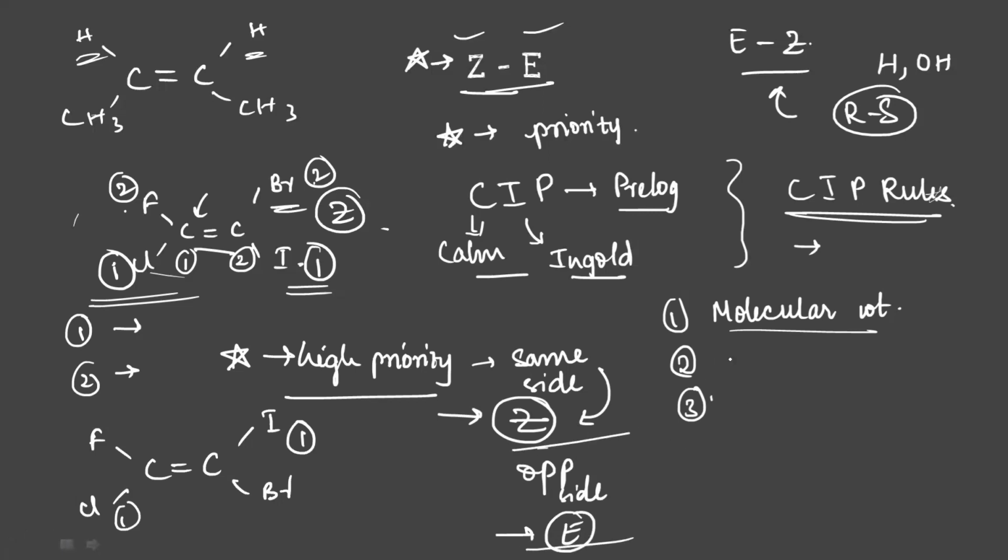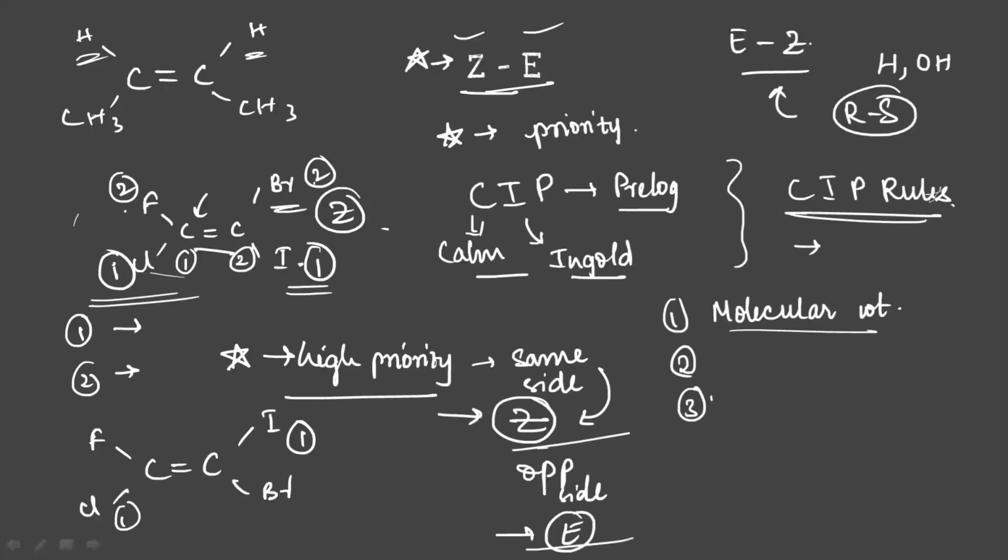What are the two other CIP rules? So we have seen molecular weight. Now, number one, check for connecting atoms. What does this second rule mean?